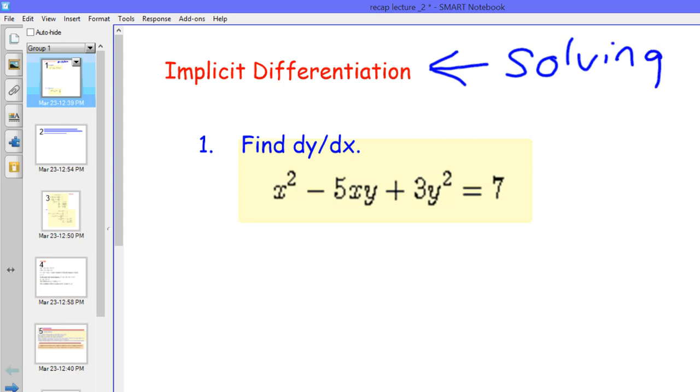So we don't have an explicit definition of our function.